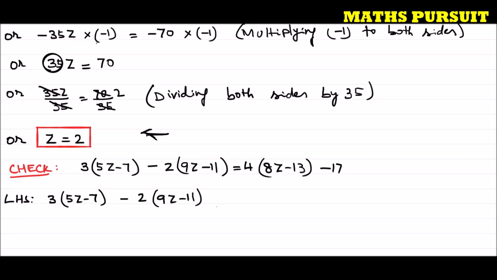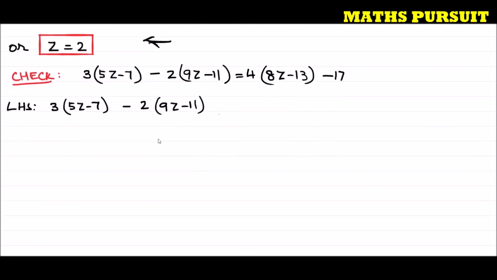What we got here in the left side of the equation? The left side of the equation says 3 into 5z minus 7 minus 2 into 9z minus 11. Or I can write 3 into 5 into 2 minus 7 minus 2 into 9 into 2 minus 11. What am I doing here? I have just replaced the value of z with 2 that we got in the above step.